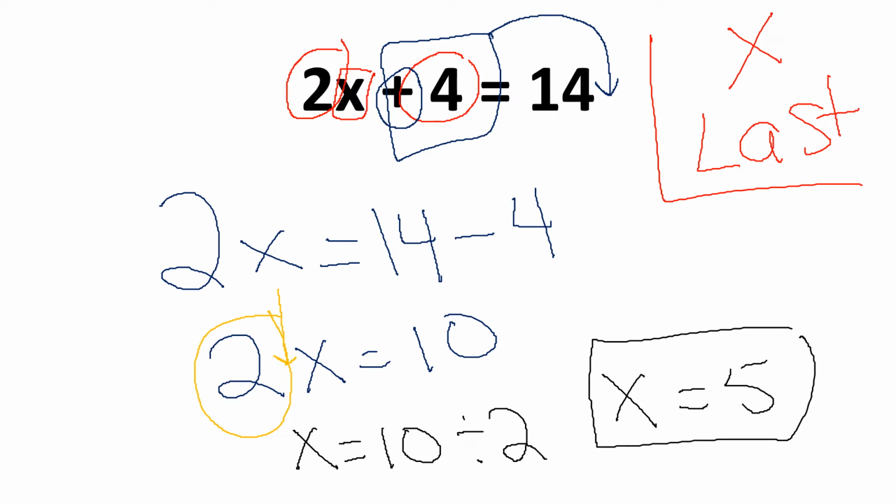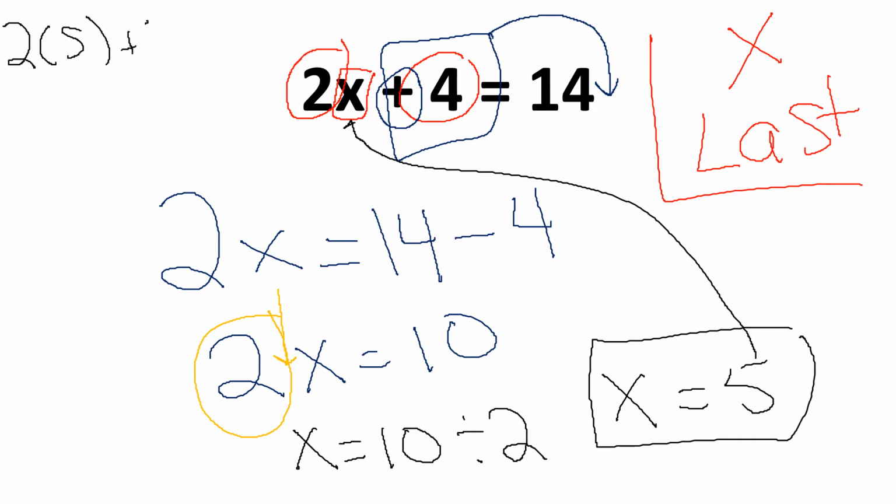Now, if I wanted to take the time to check this, I could plug this 5 back in here and do 2 times 5 plus 4, which is 10 plus 4, which is 14, which is what I wanted. I'm not going to require you to check it. I mean, if you're taking a test and want to see if it's right, you can always check it that way. All right, let's take this another step.